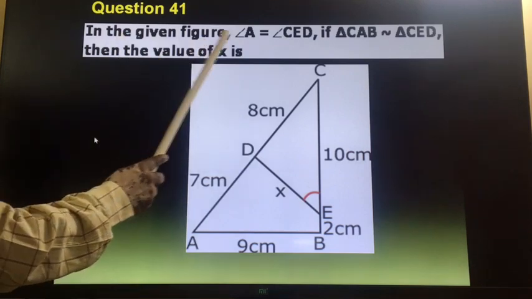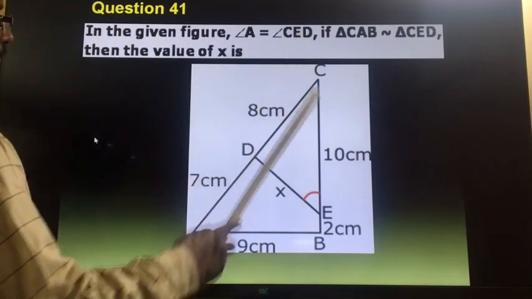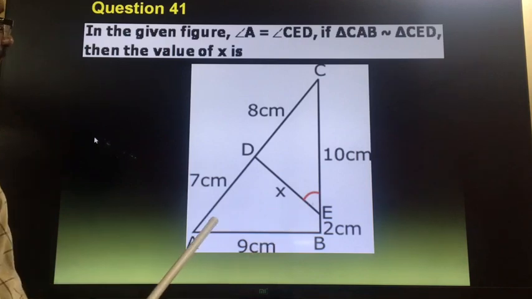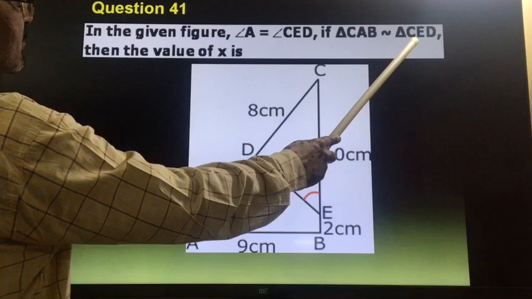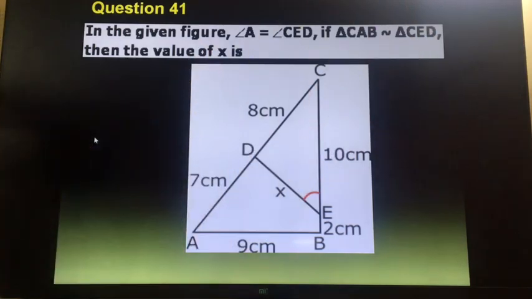In the given figure, angle A is equal to angle CED. This angle and this angle are equal. Triangle CAB is similar to CED. We have to find out the value of x. This type of question we have already done.